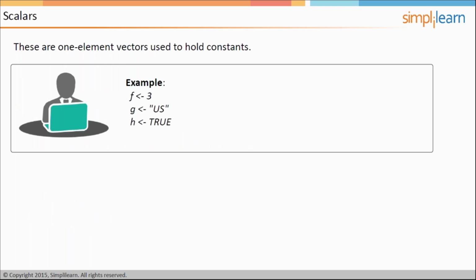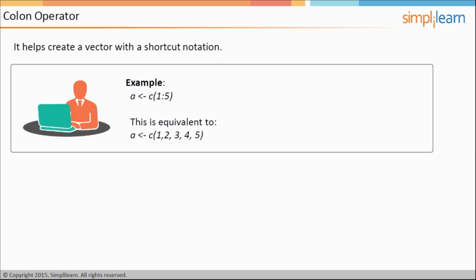Scalars are one element vectors that you would use for a constant value, something that you're going to continue to refer back to. In R, scalars, unlike some languages, start with the value 1. In this case, for instance, F gets 3. Anytime we print F, 3 is going to follow.